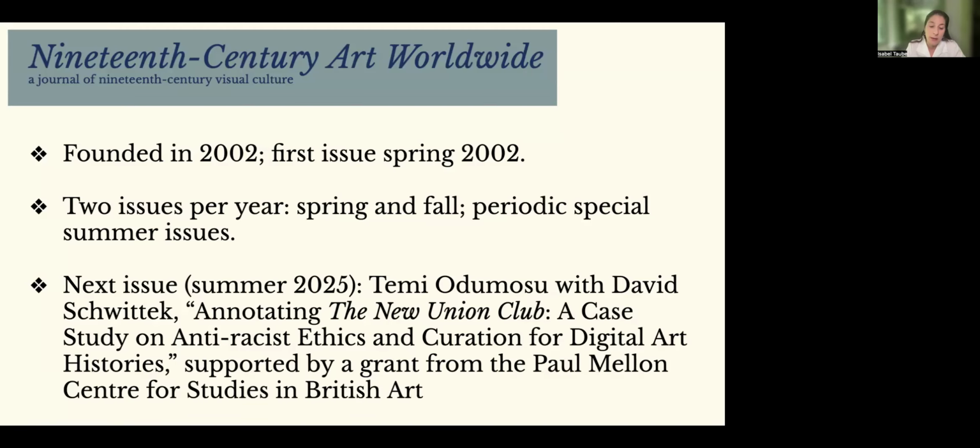The author is Temi Odomosu, and she is working with the web developer David Schwiddick. The title of the project is Annotating the New Union Club, a case study on anti-racist ethics and curation for digital art histories. It brings together art history and online curation to propose a way to address racist imagery in a respectful and thoughtful way online.